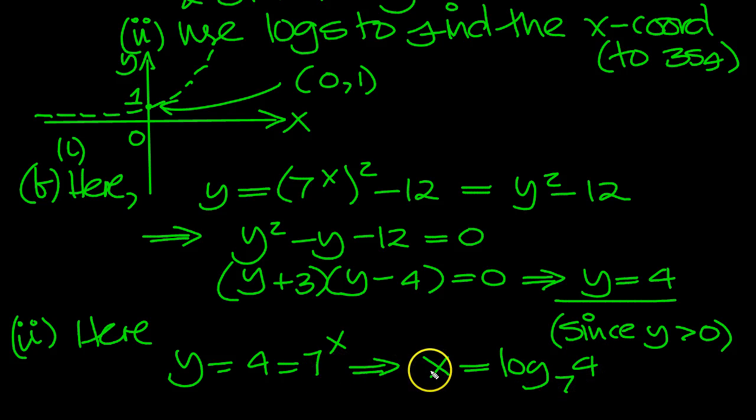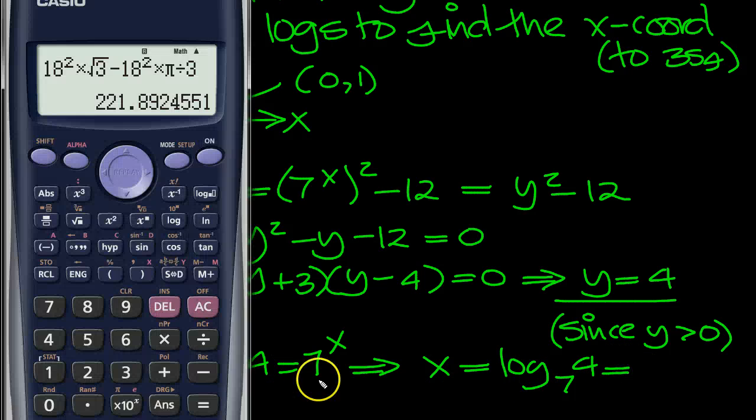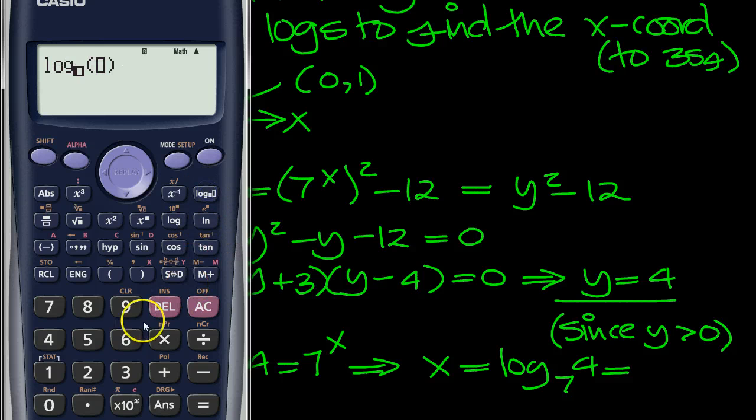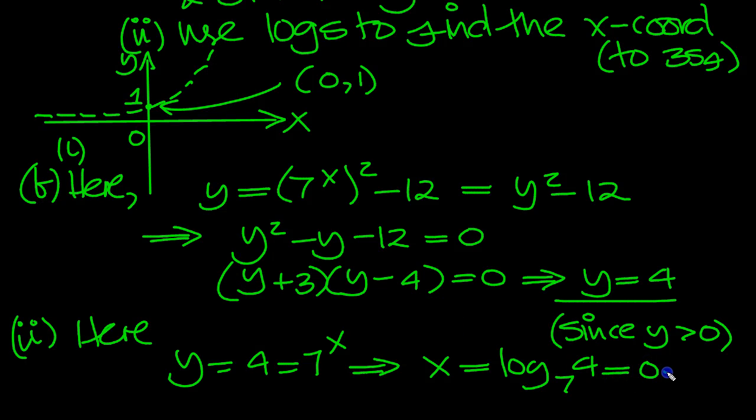So the x drops down to ground level, equals, the 7 comes down to be the base of the logarithm. We need this to three significant figures. Log base 7 of the number 4 equals, to three significant figures, 0.712. And that was to three significant figures.